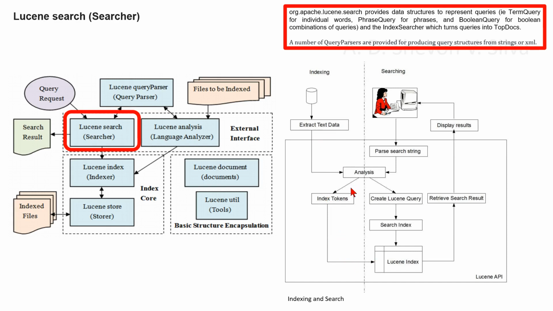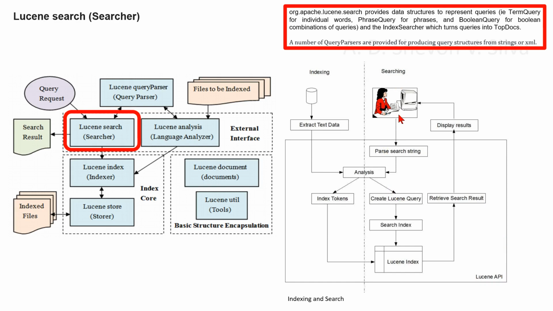Here the extract text data, analysis, and index tokens are in indexing. In searching, pass search string and analysis, create Lucene query, search index and Lucene index, and retrieve search result and display results are in searching. And here the pass search string, analysis, index tokens, create Lucene query, search index, Lucene index, and retrieve search index are inside the Lucene API.